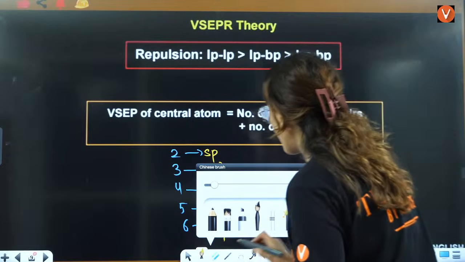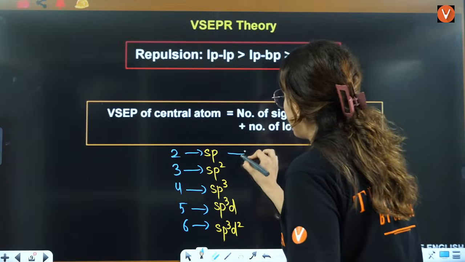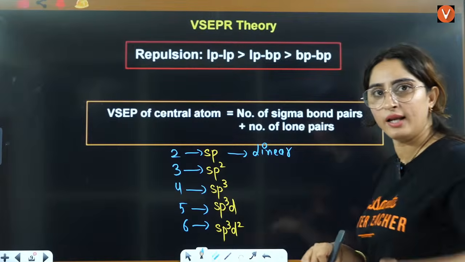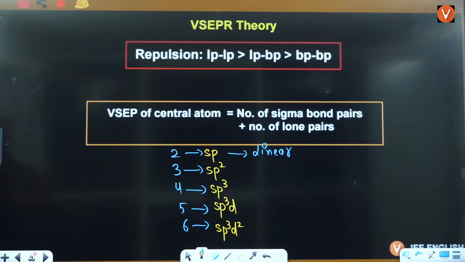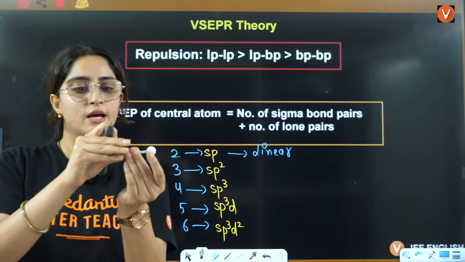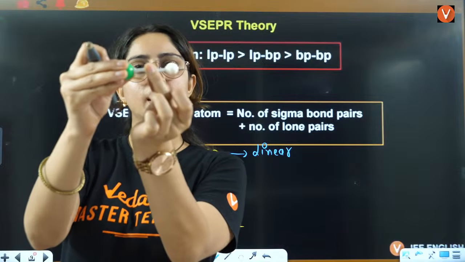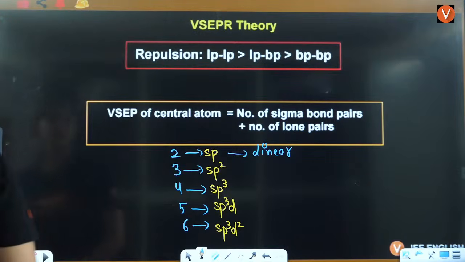Now always remember, in case of sp, you will always have a linear geometry, not shape. You will always have two bonds connected like this. One atom and the other atom are connected at an angle of 180 degrees. Right, this is your linear geometry.